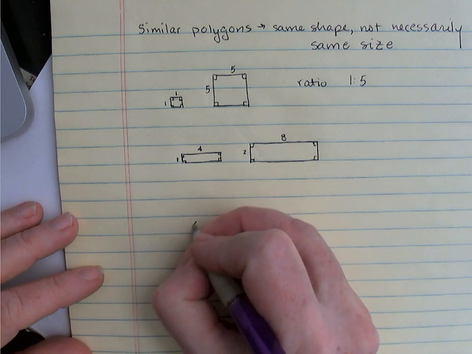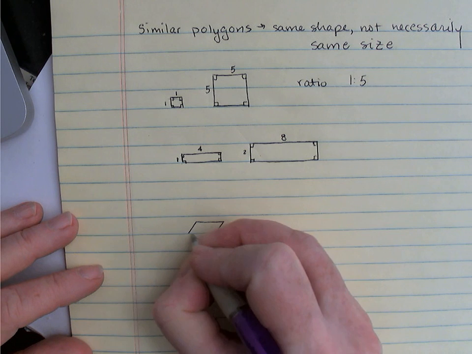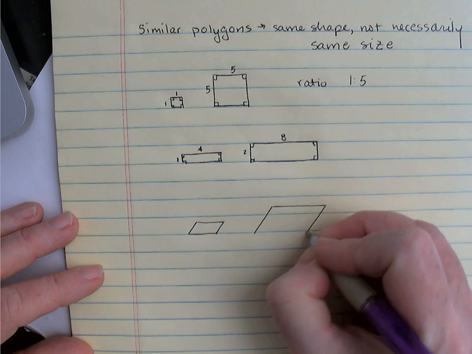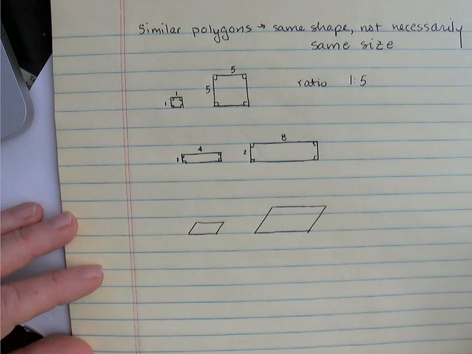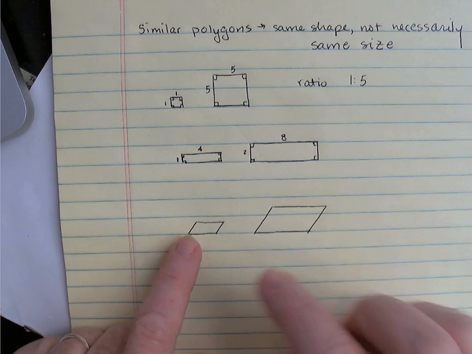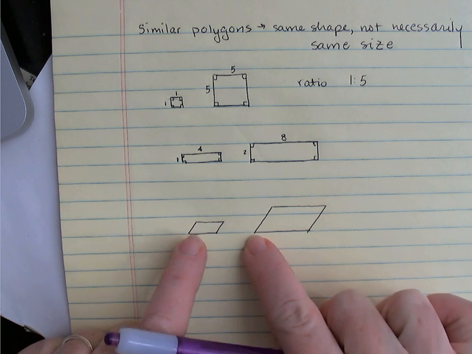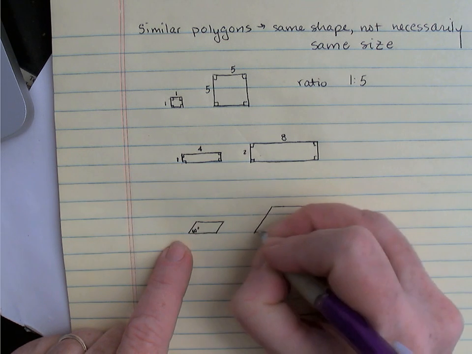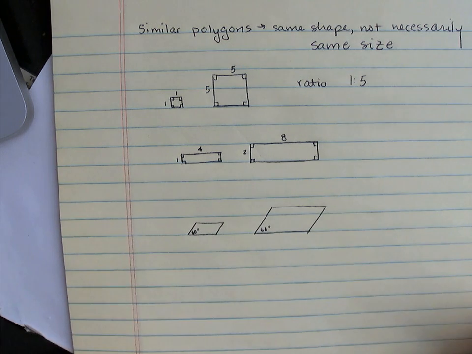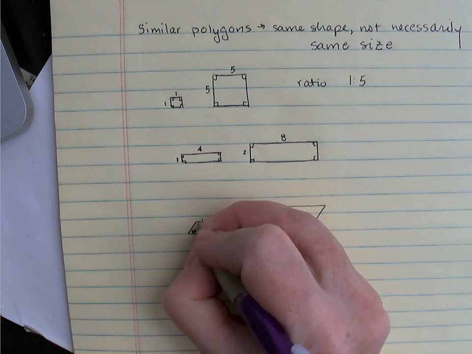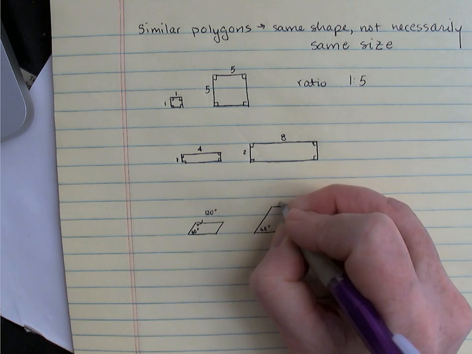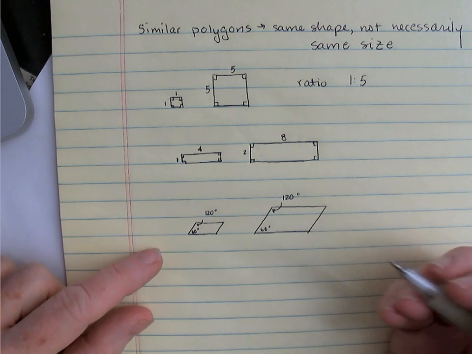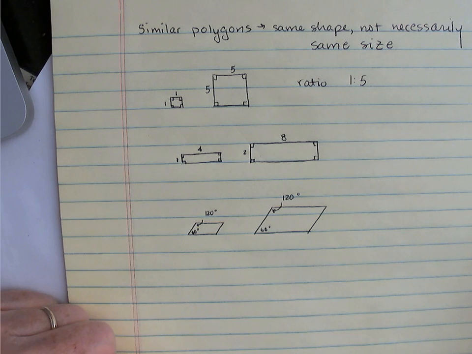So we could also have something that's not right angles, something like this. I'm going to try to draw these parallelograms, which is what they are, so that they're similar. What has to happen is that the pair of corresponding angles has to be congruent. So if this is 60 degrees, this is 60 degrees. If this is 120 degrees, this has to be 120 degrees. And the other thing that has to happen is that corresponding sides have to be in proportion.